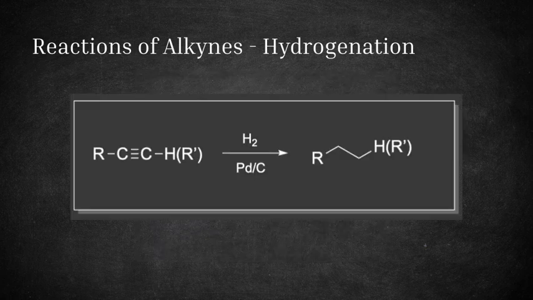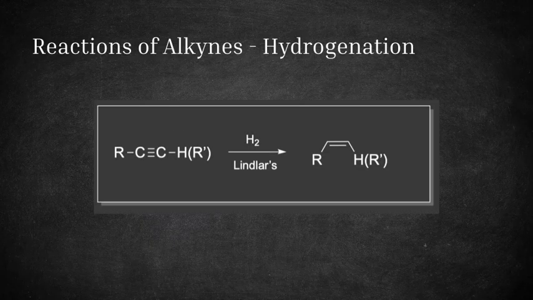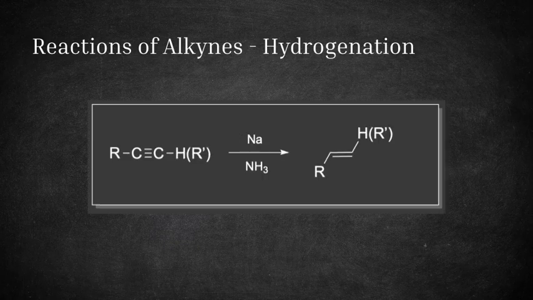Treatment of an alkyne with H2 and Pd/C or an equivalent catalyst will result in full hydrogenation, reducing the alkyne completely to an alkane through the addition of 2 equivalents of molecular hydrogen. However, it is possible to stop the hydrogenation at the alkene stage, a process known as partial hydrogenation, using specific reagents. Reduction of alkynes with Lindlar's catalyst gives predominantly cis-alkenes, while reduction of alkynes with sodium metal dissolved in ammonia results in the formation of predominantly trans-alkenes.